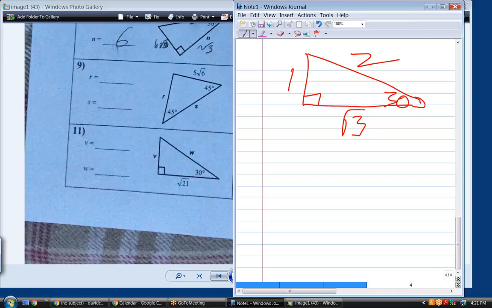Okay. So what is that here? In other words, what's the corresponding side in our unit triangle relative to the only side they've given us here, which is root 21? Square root of 3. Correct. So what's my similarity ratio? Square root of 3. No. It's always the big triangle side divided by the unit triangle's side. Okay. So what's it going to be?